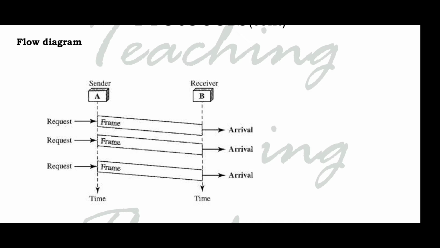The height of the box defines the transmission time difference between the first bit and the last bit in the frame. Here the sender has 3 request events and there are 3 arrivals at the receiver, and the lines for the 3 requests define the time gap between sending and receiving. The diagram shows that the sending time and receiving time are almost the same. So this is the example flow diagram of the simplest protocol.